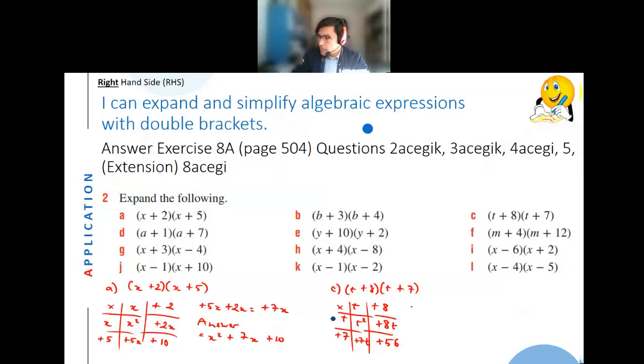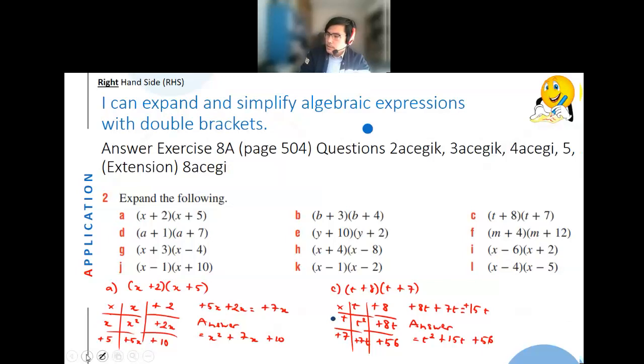So we would have plus 8t plus 7t. That's going to give us plus 15t. So just going to combine everything now. We have t squared plus 15t plus 56.